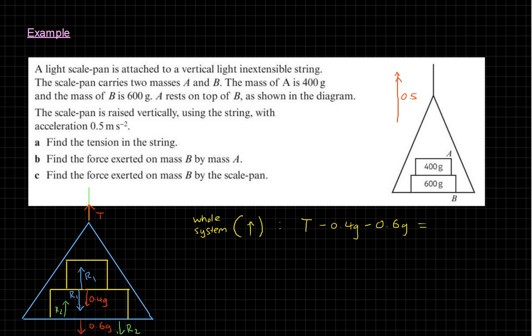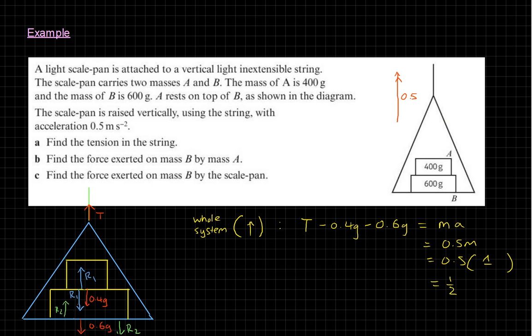What's that equal to? That's F, the resultant force, and that's going to be equal to mass times acceleration. The acceleration is 0.5, so this is 0.5m. And what is m? If we're talking about the whole system, then we have to add up the mass of everything. The string has no mass, it's light. The scale pan has no mass, it's light. So then we've just got 400 grams plus 600 grams. That's 1 kilogram. So the mass is just 1. So in other words, this is equal to a half.